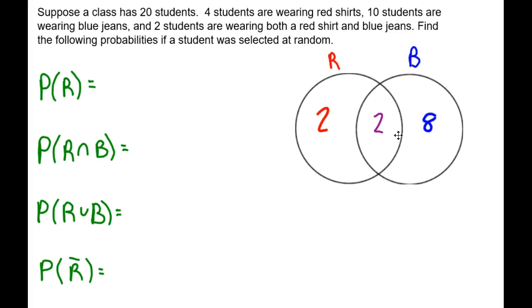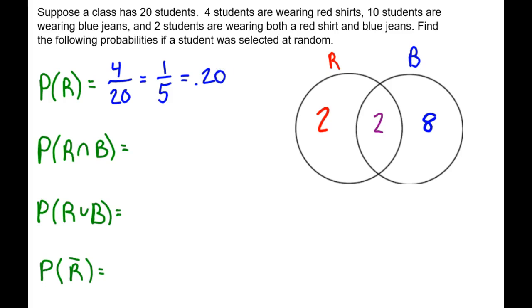So first, we want to find the probability that a student has on a red shirt. So we have to take our total number of favorable outcomes, which is going to be 4, divided by our total number of outcomes, which is going to be 20 students. So we have 4 divided by 20. We could simplify that down to 1 over 5, or write that as a decimal, 0.2. So there would be a 20% chance that if you randomly select a student, they're going to have on a red shirt.